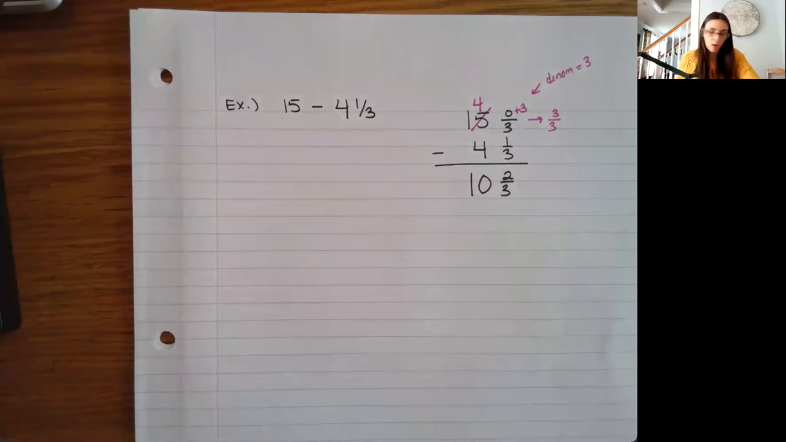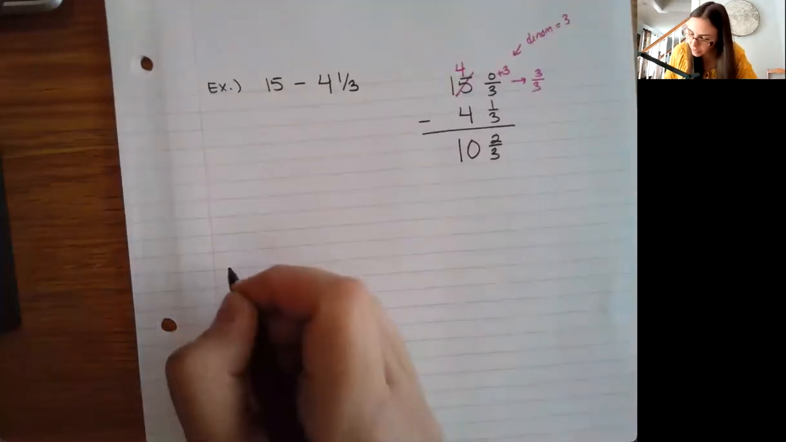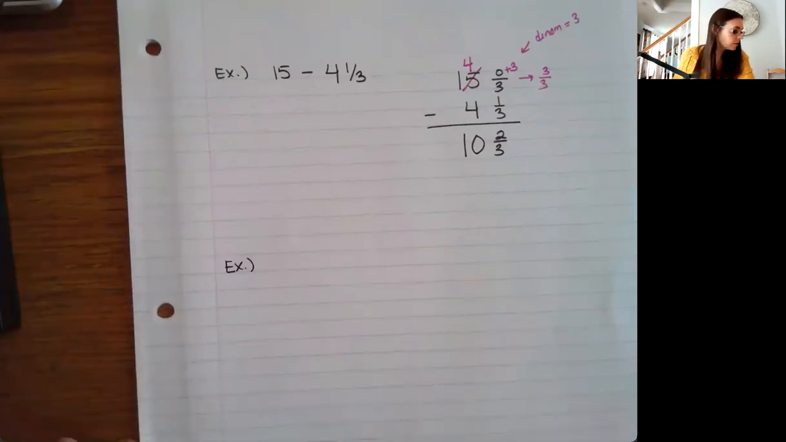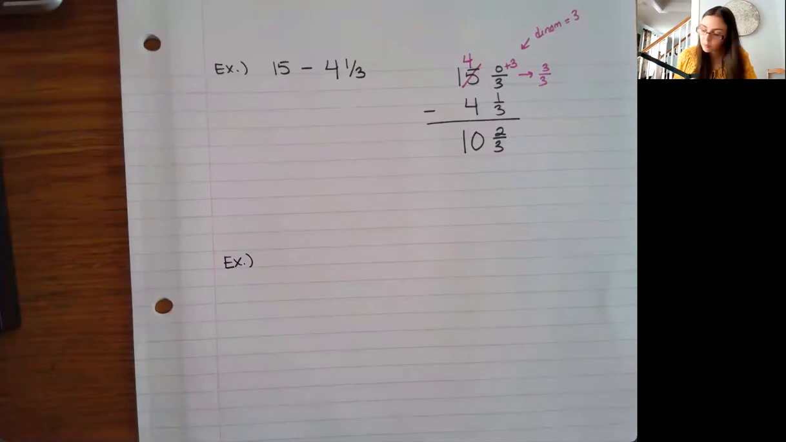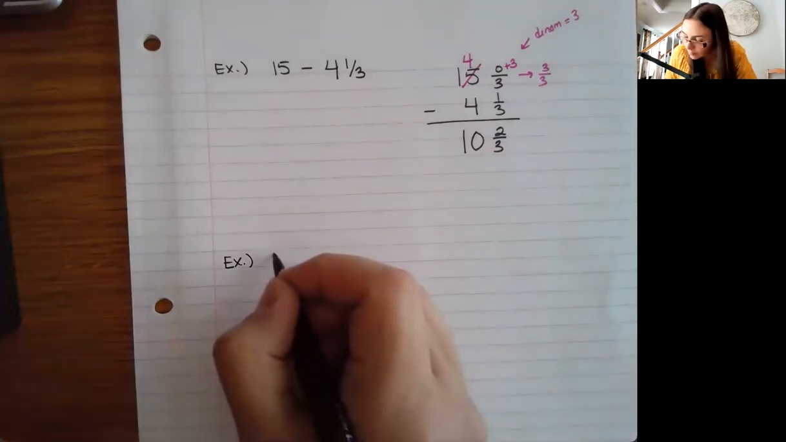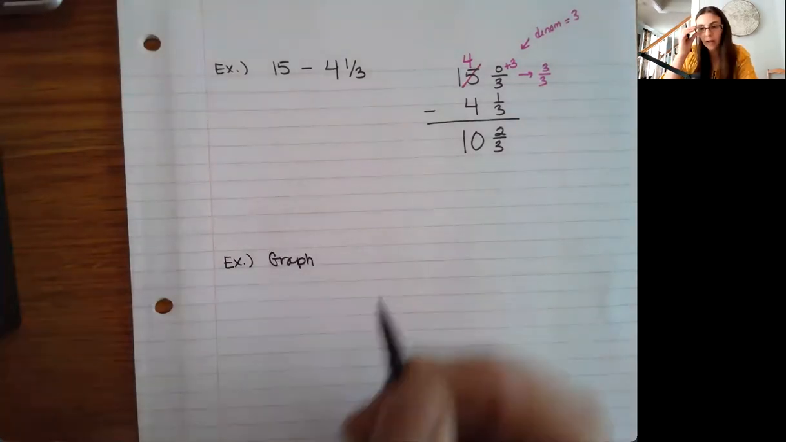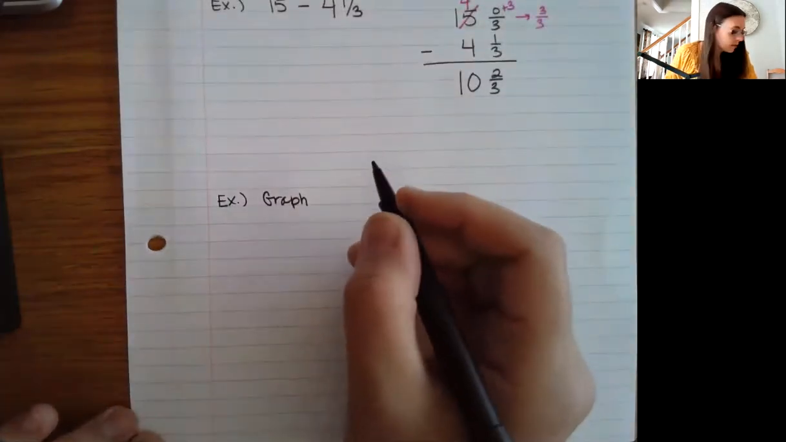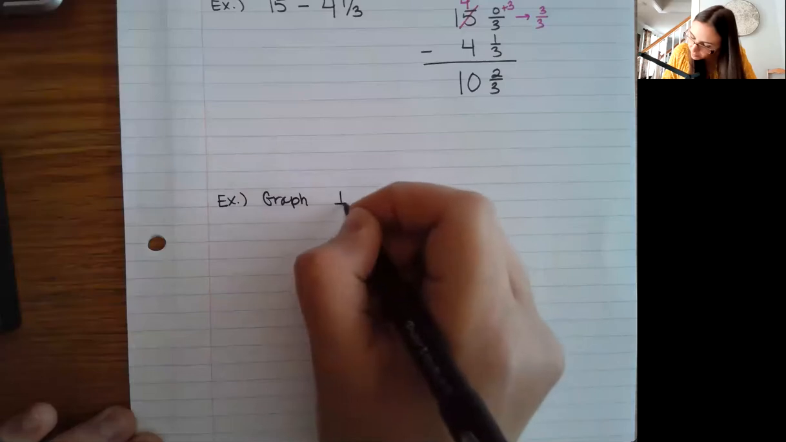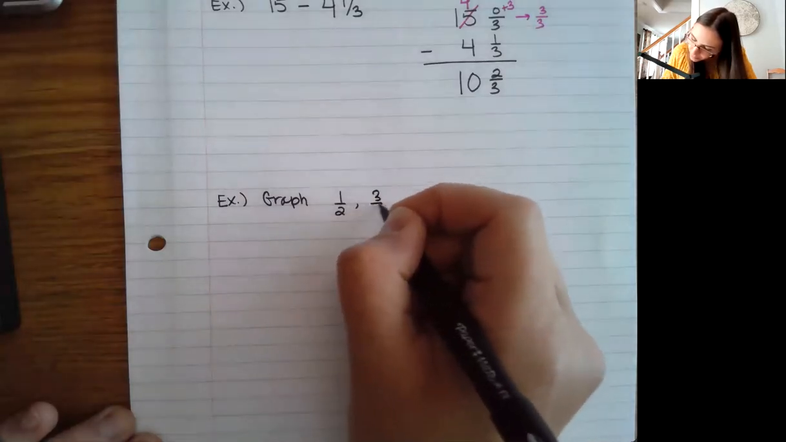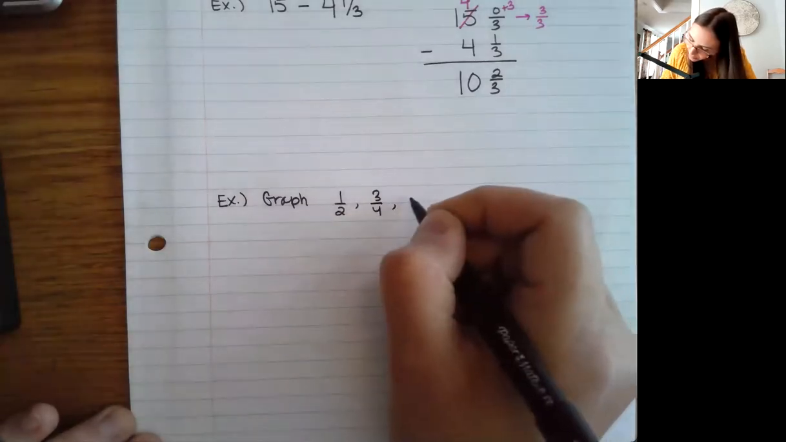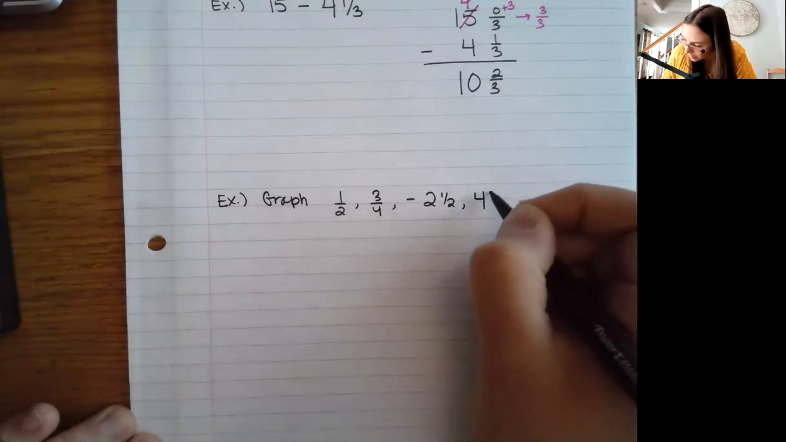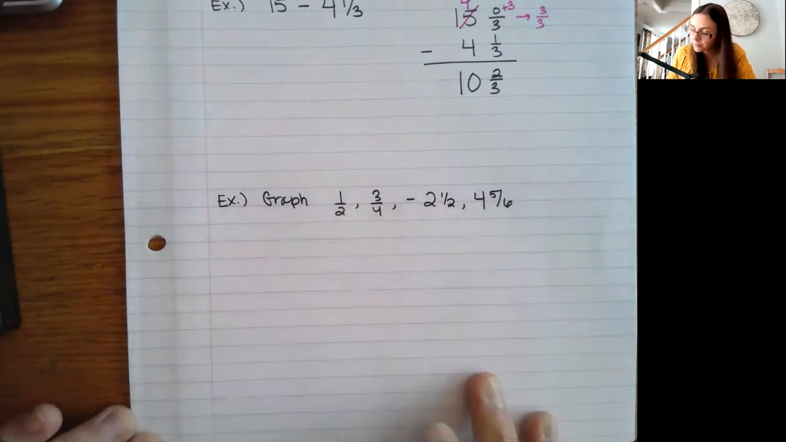Okay. One more example I want to do here, just to kind of also refresh our brains a little bit, is to think about our number line one more time. So let's practice graphing some of these mixed numbers as well. So maybe I want to graph the numbers 1/2, 3/4, negative 2.5, positive 4 and 5/6 on a number line.